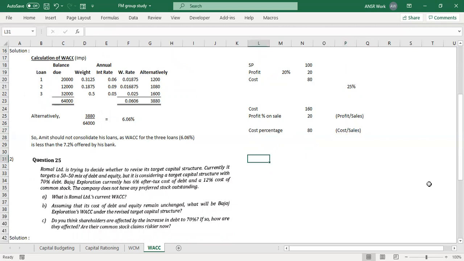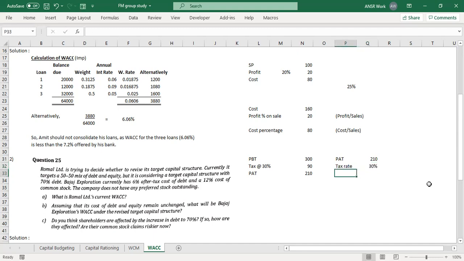Suppose profit before tax is 300. Tax is at the rate of 30%, comes to how much? 90, right? And your profit after tax is how much? 300 minus 90, that comes to 210.